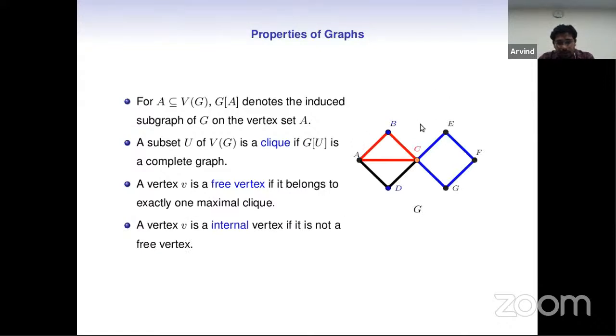For example, in this graph, we can see that the vertex B is a free vertex, while the vertex A is an internal vertex. Also, the induced subgraph on the vertices A, B, C is a triangle, which is a complete graph, so ABC is a clique. It is even a maximal clique, because it cannot be contained in a bigger complete graph.